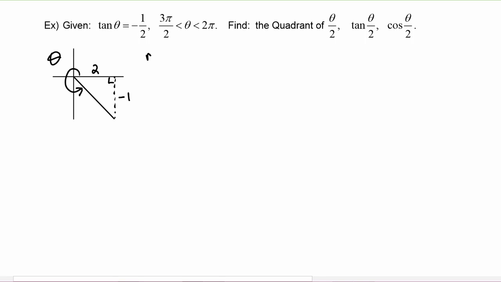We know that r is equal to the square root of the x value squared, so 2 squared, plus the y value squared, negative 1 squared. So 4 plus 1 is 5, so r is going to be the square root of 5, and we label that in our picture.